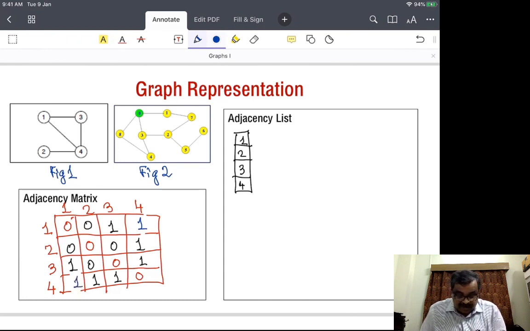So have we got all our edges? There are 2 from 1. There is 1 from 2. There are 2 from 3. And there is 3 from 4.